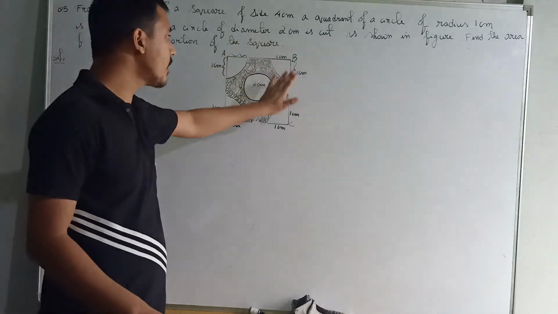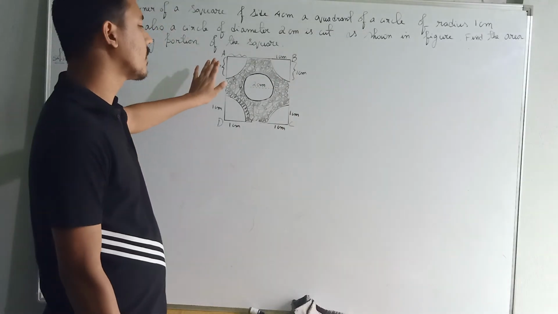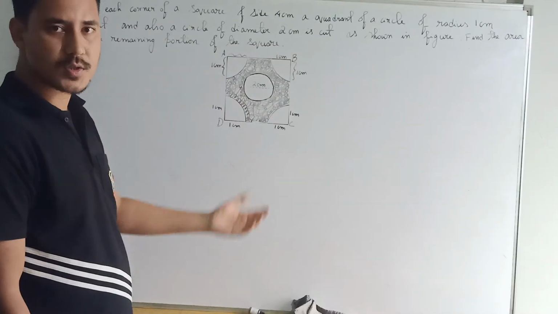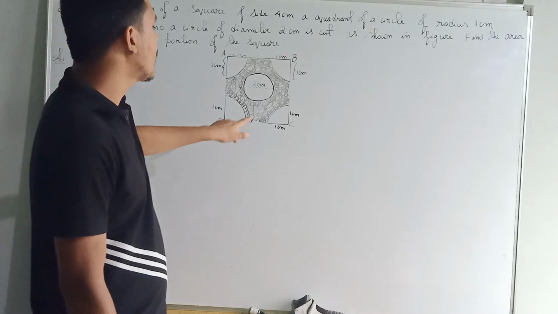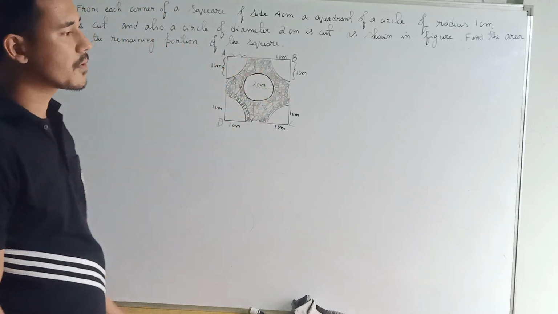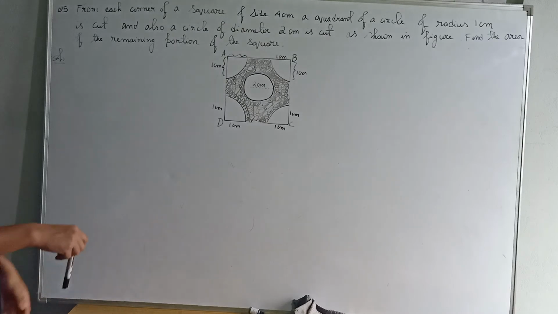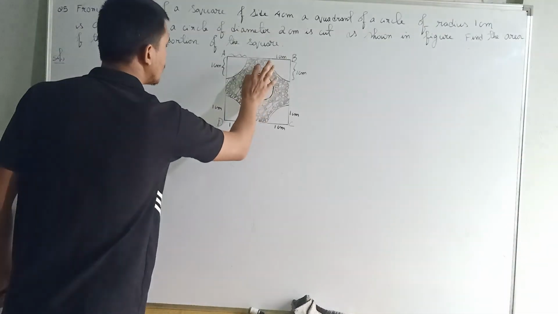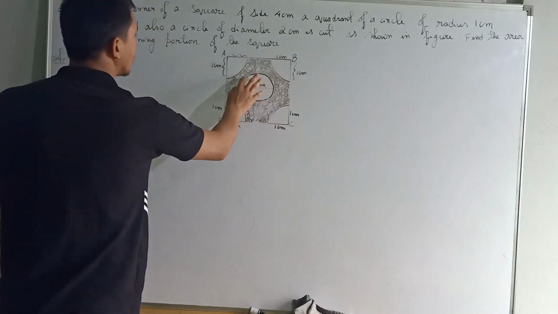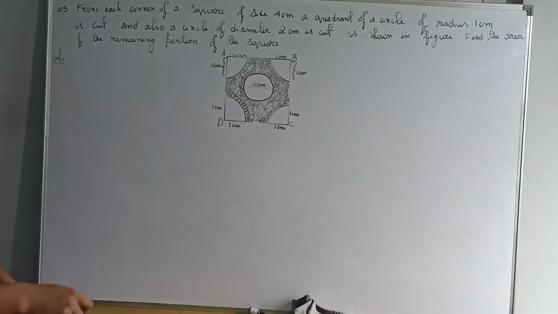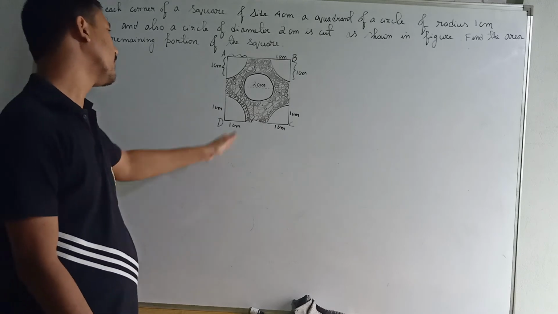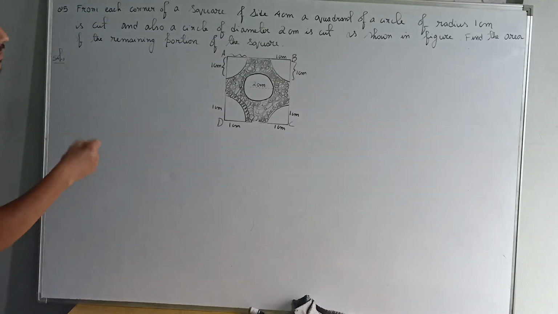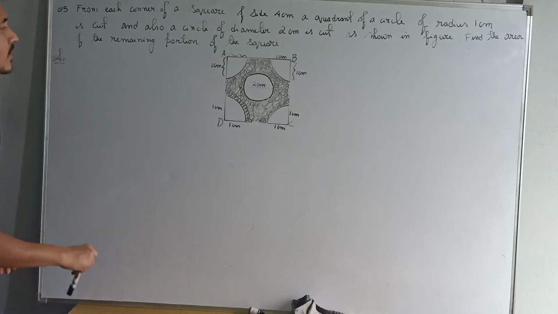Now from this square ABCD, if you cut 4 quadrants of a circle from each corner with radius 1 centimeter, and another circle at the center of the square with diameter 2 centimeter, then the remaining portion will be given by the shaded region, as indicated in the figure.